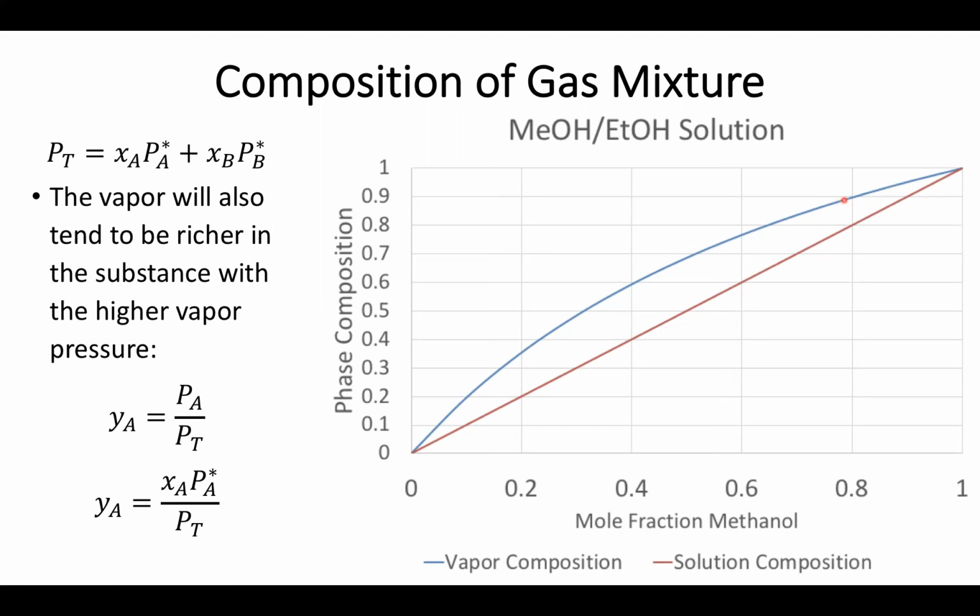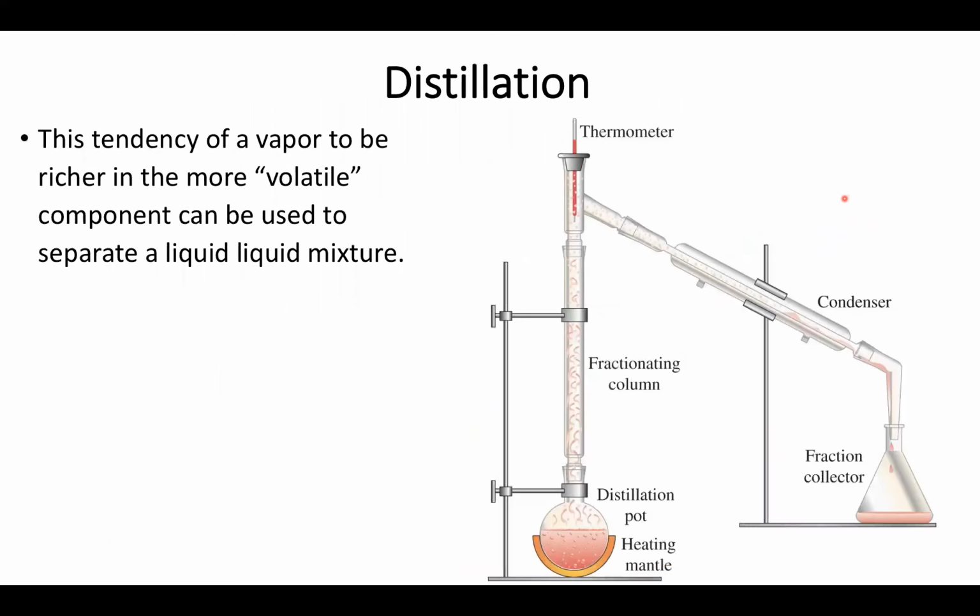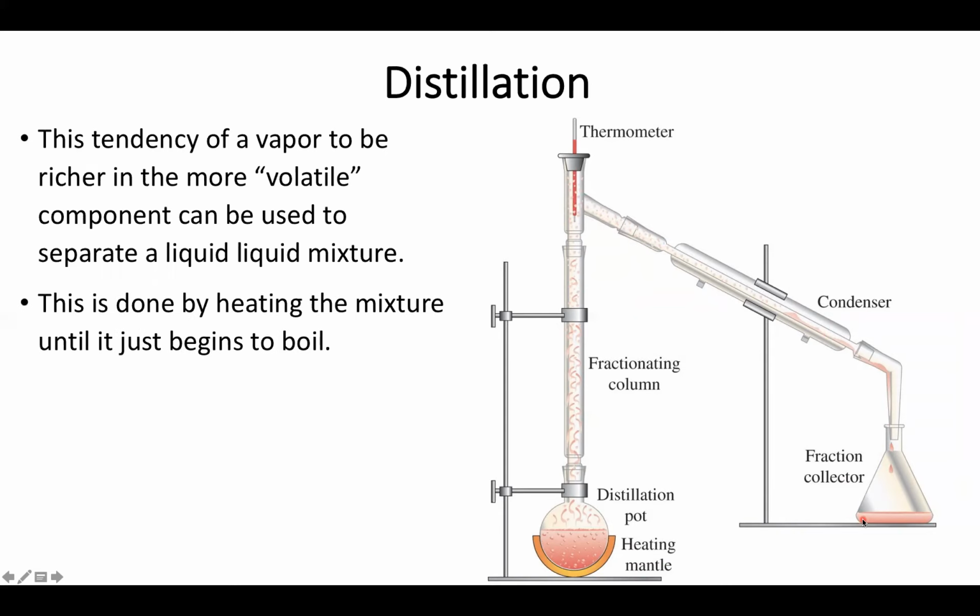Now, one of the coolest implications of this fact is that because vapors tend to be richer in the more volatile component, so the one with the higher vapor pressure, it can be used to try and separate a liquid-liquid mixture. So let's say I have my methanol and ethanol in a solution. I go ahead and I heat it, and all of the vapors end up rising until they reach the top, at which point they slowly start to condense, and I get a liquid out on the other end. Well, this liquid will be richer in the substance that's easier to boil.